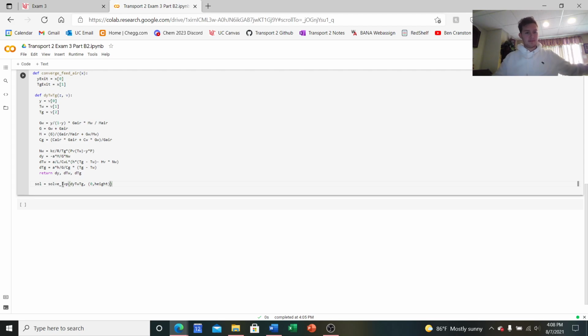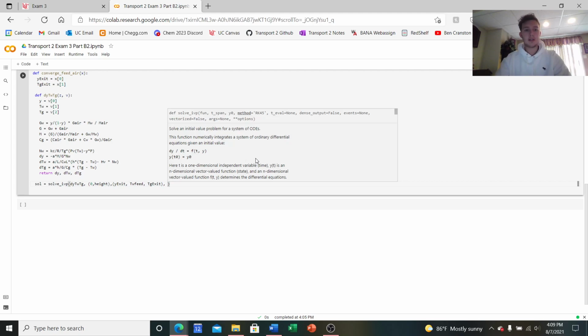Then we want to put in our three variables that it's going to be calling to, which will be these three right here. So that's going to be the y exit, which is going to be our guess that we have currently from the feed, our TW feed, which we actually know that's given to us, and the gas exit feed, which is also going to be a guess.